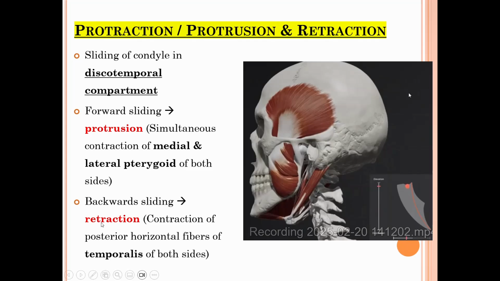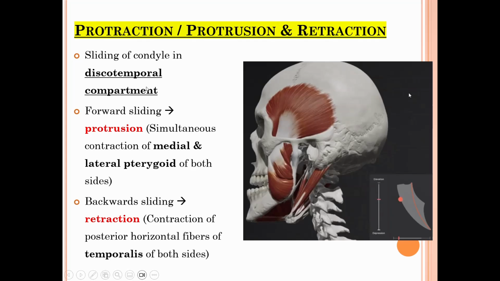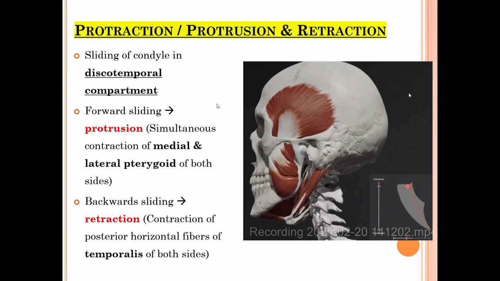And you can see the backward sliding, also known as retraction, that is because of contraction of the posterior horizontal fibers of temporalis on both sides. Just now, in the previous slide, we saw a single side; here simultaneously both sides' temporalis fibers are responsible for retraction. Can you see here the protrusion and retraction? Remember, not both compartments are involved, only the discotemporal compartment. This is protraction or protrusion, both are the same thing, and retraction.